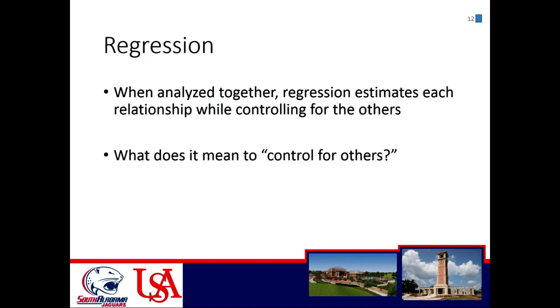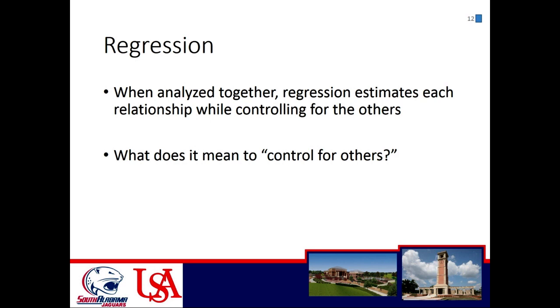However, perhaps more importantly, when analyzed together, regression estimates each relationship while controlling for the others. And this is a huge concept you should know. This is an extremely important concept. When analyzed together, regression estimates each relationship while controlling for the others.